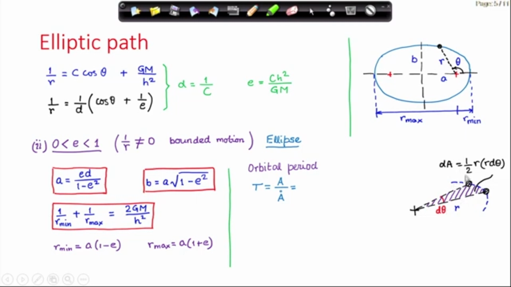Now, this we have discussed before: the small area of this hatched almost triangle, for d theta an infinitesimal angle, is 1/2 r square d theta.